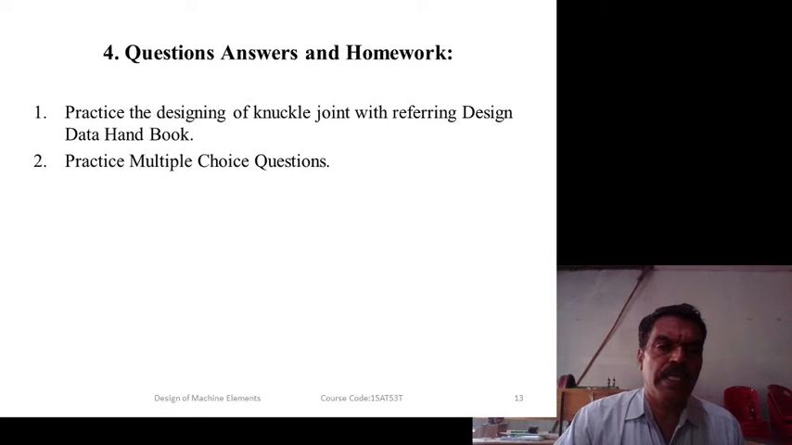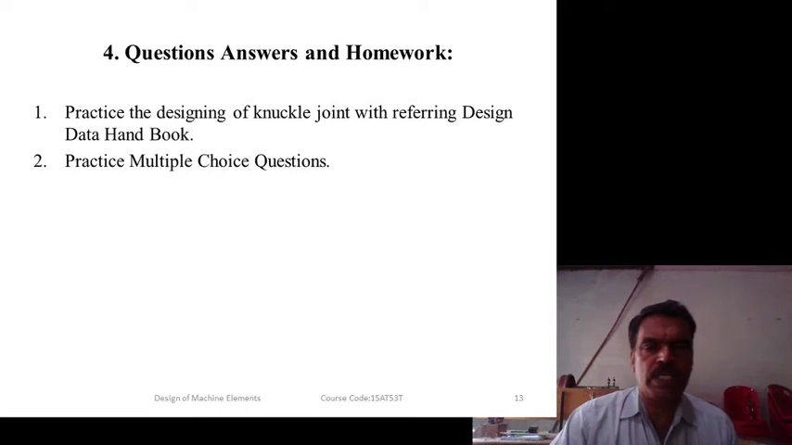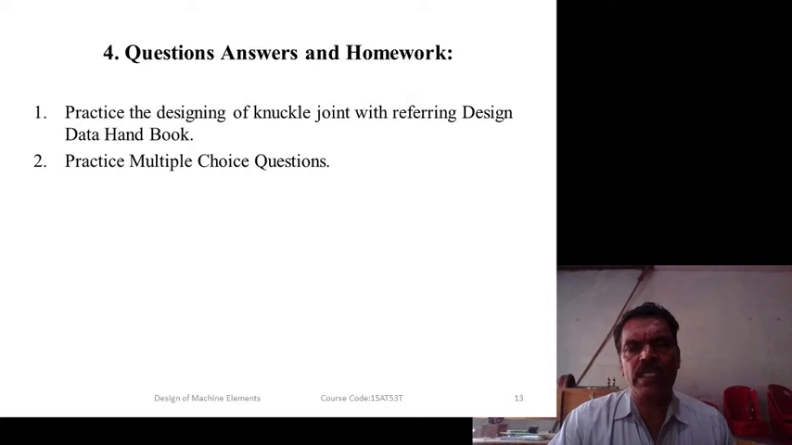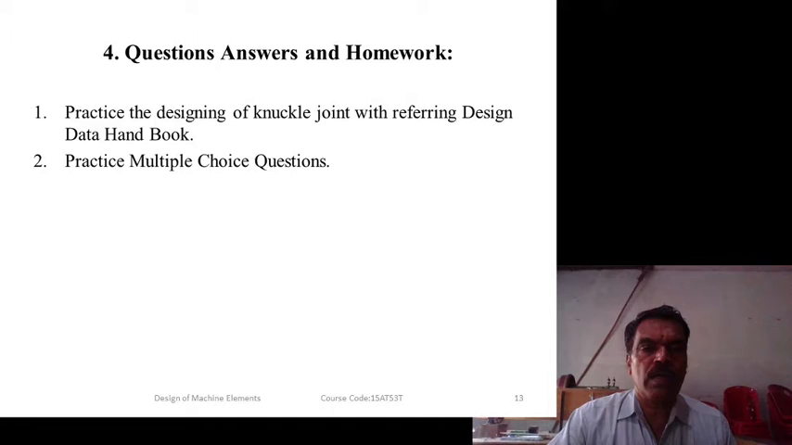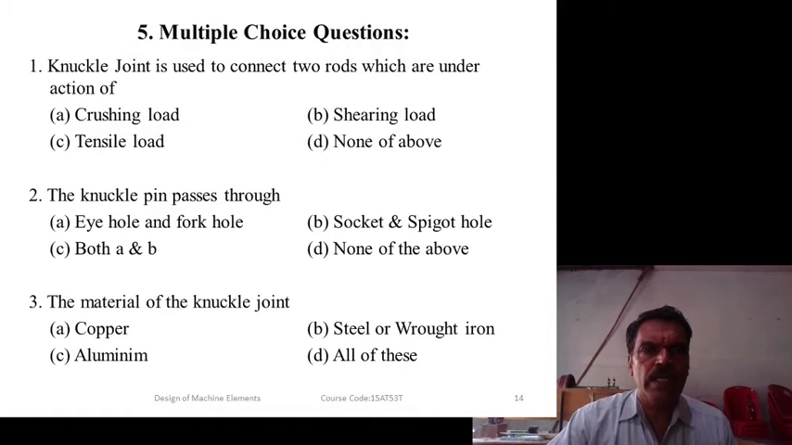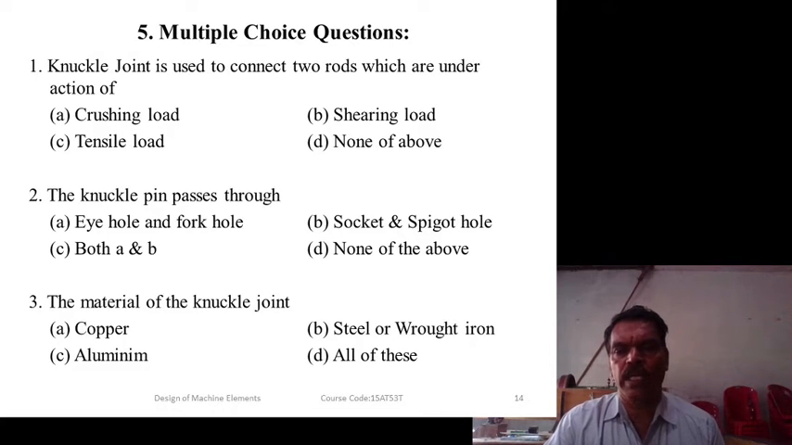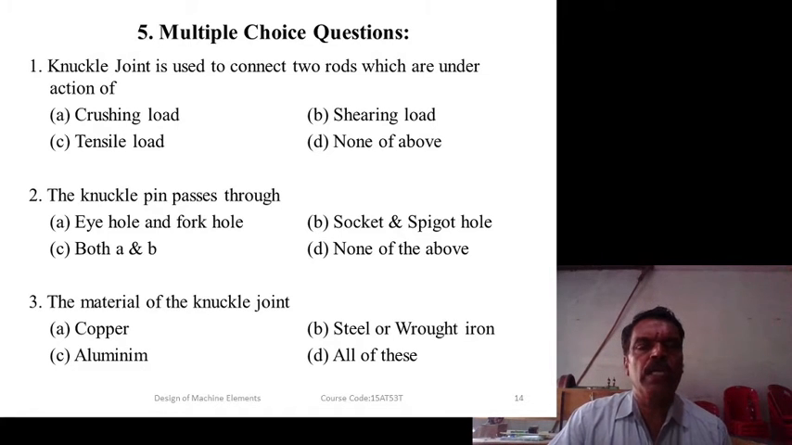Okay, so the second thing is to practice multiple choice questions. You can assume what questions will arise for this topic, and then you can judge yourself. Okay, so next, multiple choice questions. On this topic there are so many multiple choice questions. There are small questions here.